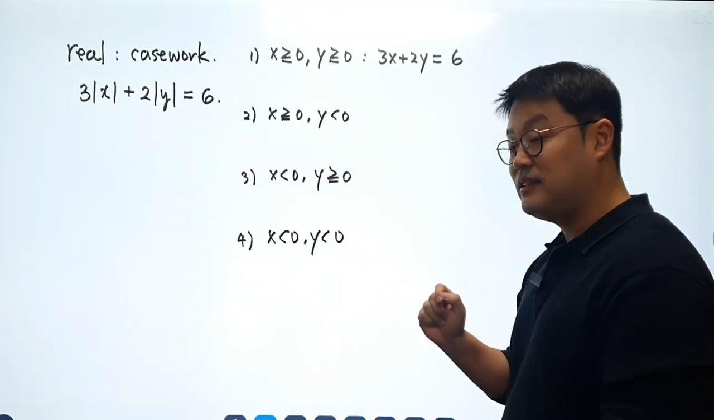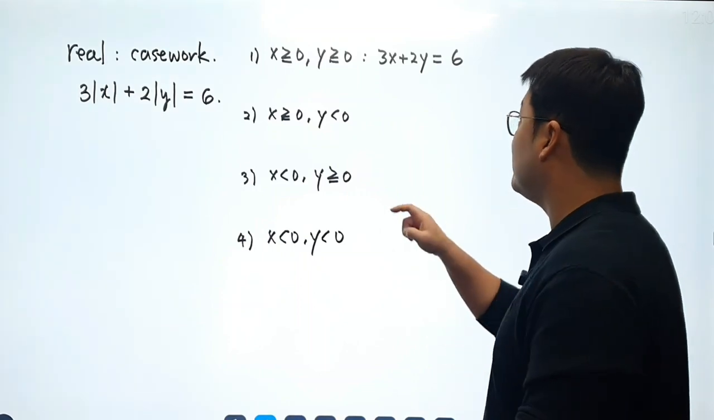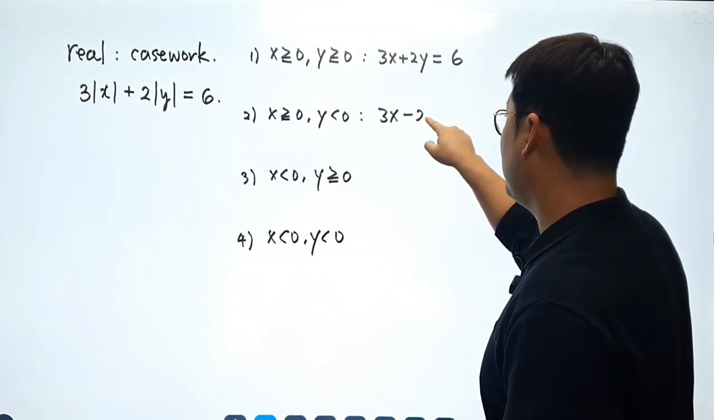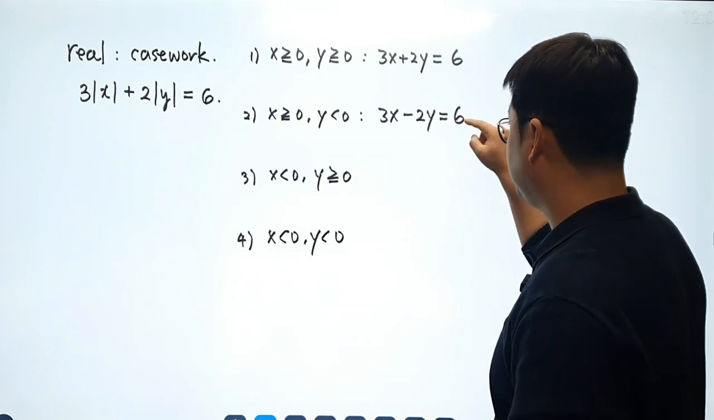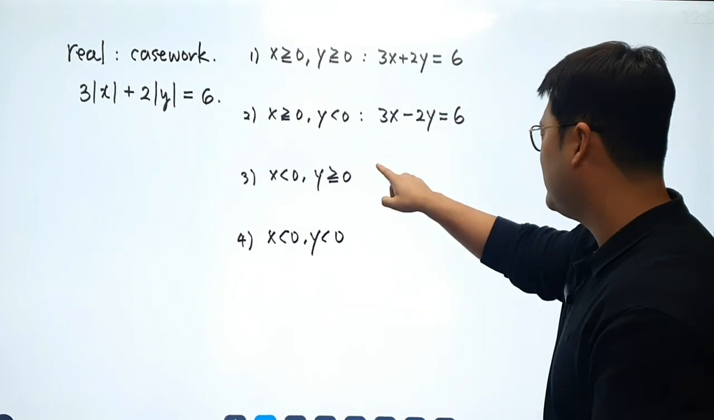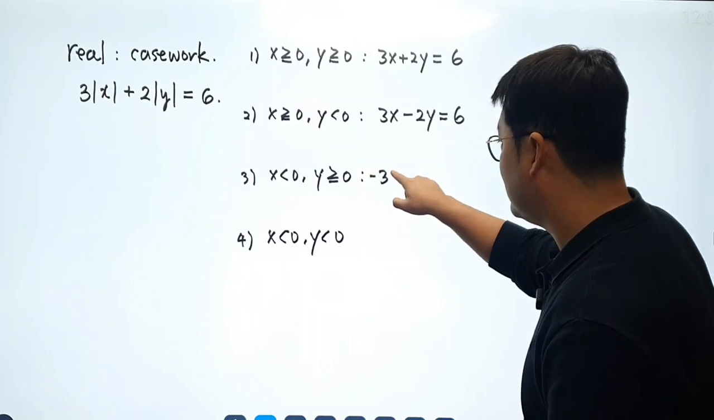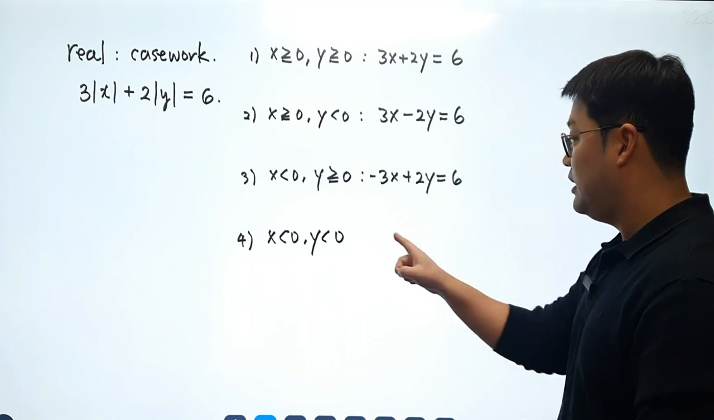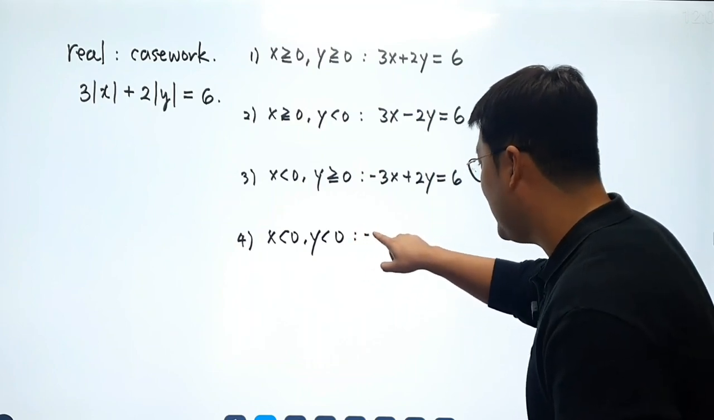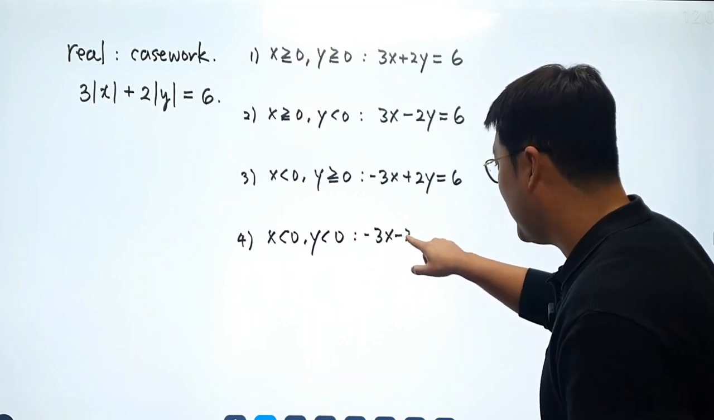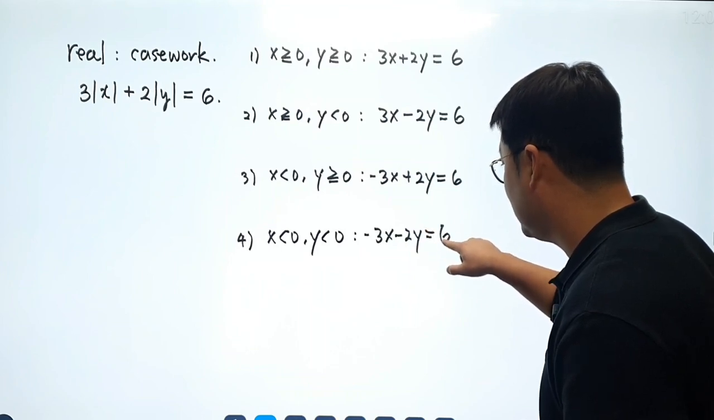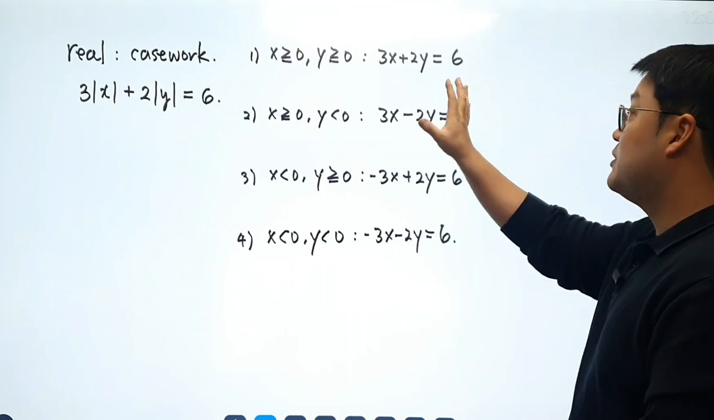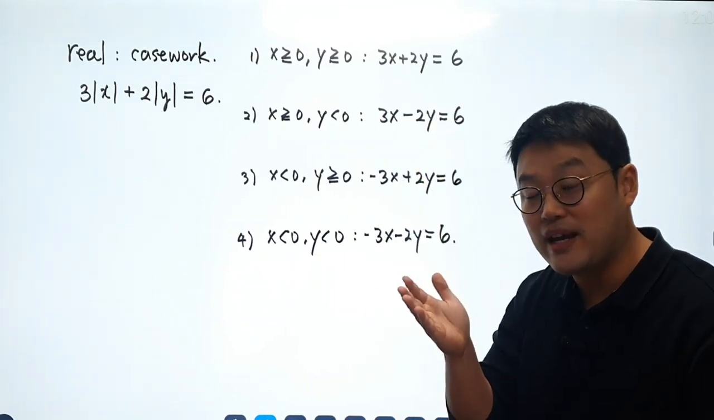What about when x is non-negative, but y is negative? Here we go. We got 3x minus 2y, which is supposed to be 6. And you can also argue that we get negative 3x plus 2y equals positive 6, for sure. And the bottom part will be negative 3x minus 2y equals positive 6. So what do you know about all of these functions? Well, we know that all of these functions are giving me some kind of x-intercept and y-intercept.